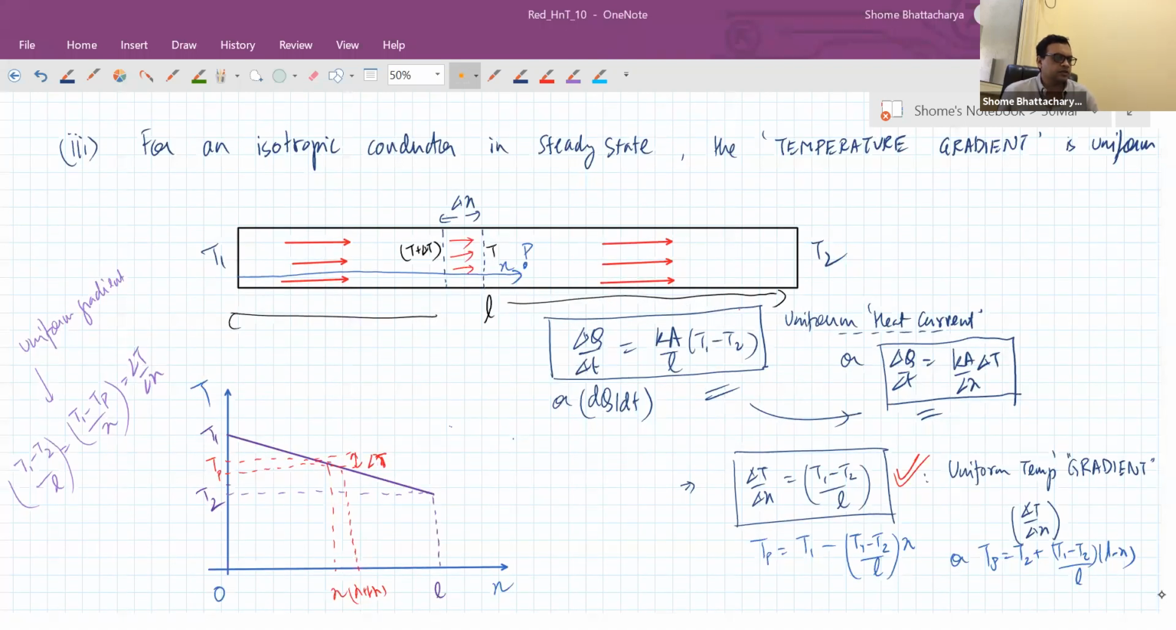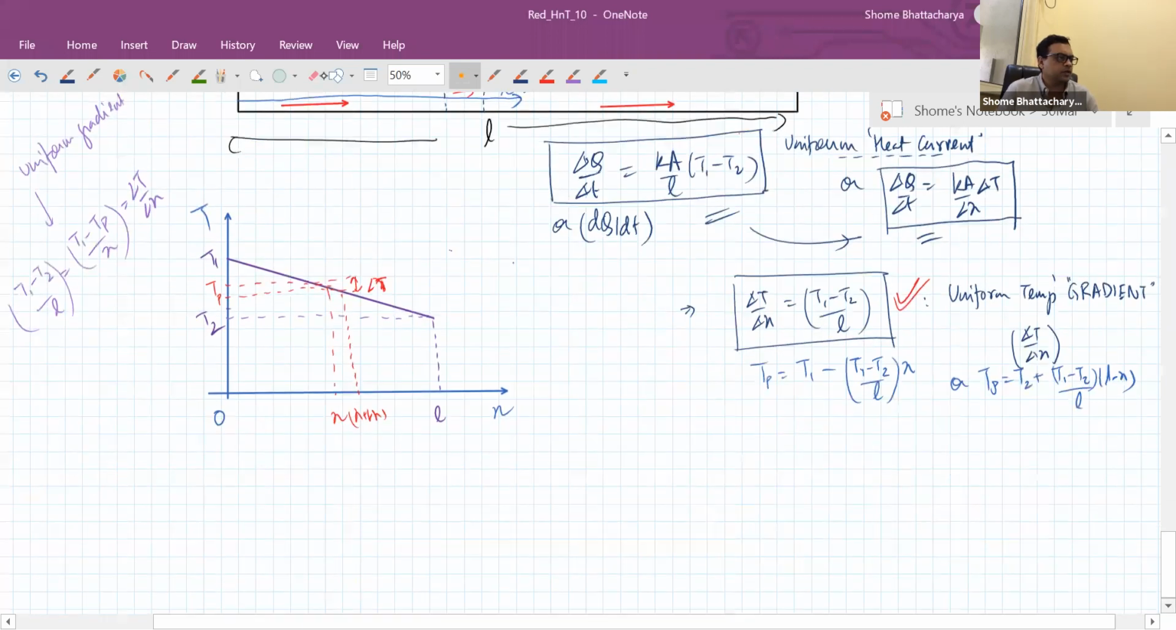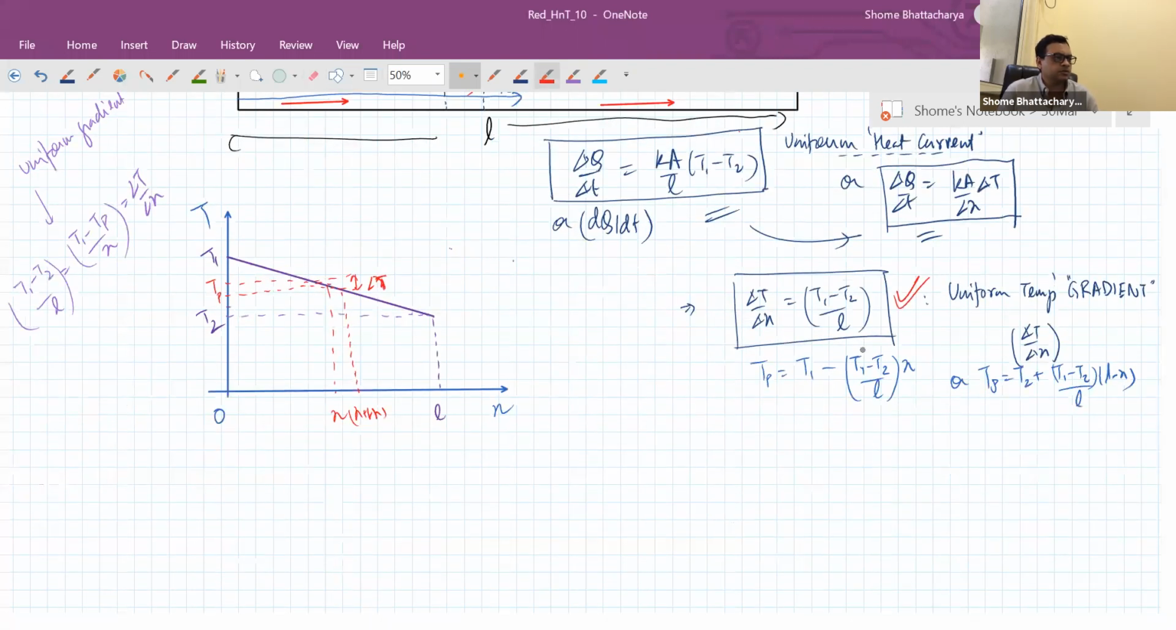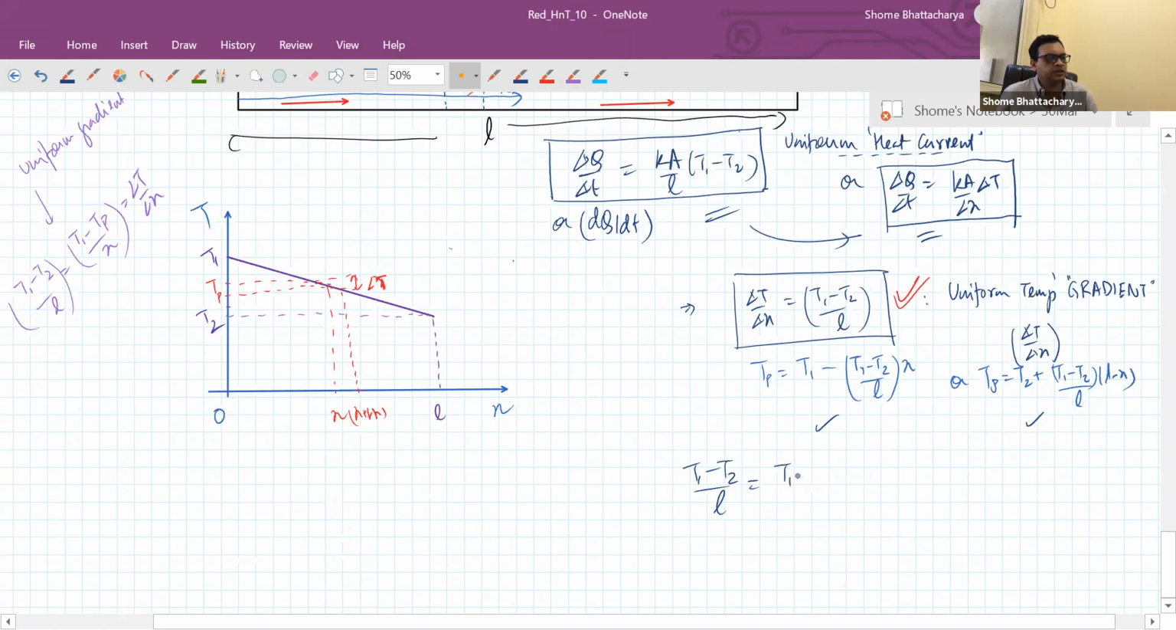Yeah, this equation and this equation are the same, these two. I'll just explain to you, Aman. This is the same as this. We can show that (T1 minus T2) by L is equal to (T1 minus TP) by X. So that will give us this relation.